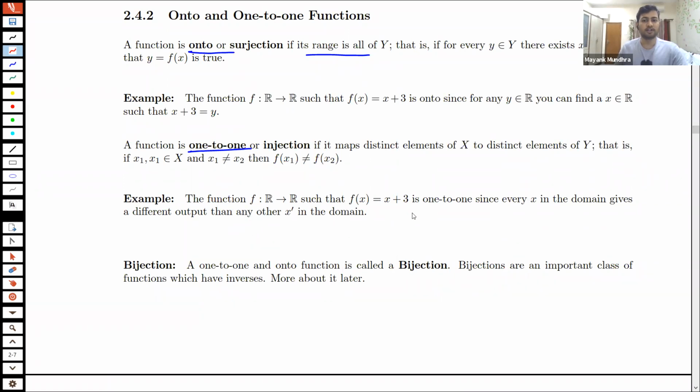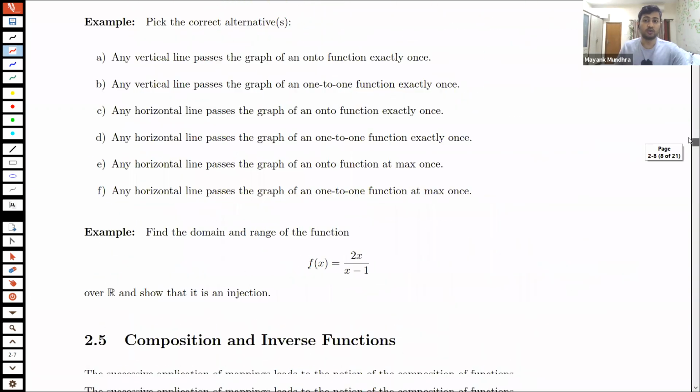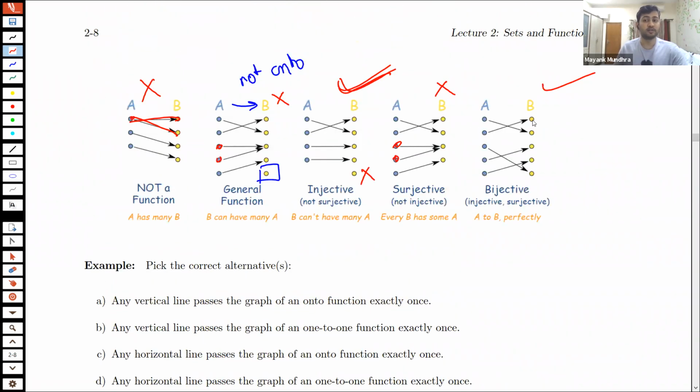Now, if a function is one-to-one and onto, it's called a bijection. A bijection is one-to-one and onto functions. So it must be one-to-one and it must be onto. So this function is both one-to-one and onto. So this is a bijection. Okay, this is onto but not one-to-one. So this is called surjective. This is one-to-one but not onto, so this is called injective.